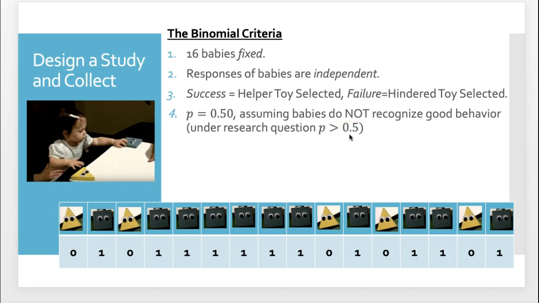But a typical outcome for 16 babies, this is one outcome I could see. Baby 1 selects hinderer, baby 2 selects helper, baby 3 selects hinderer, these babies here select helper, this one selects hinderer, helper, hinderer, helper, helper, hinderer. But in our data, remember we're counting the number of helpers, so I'm going to code it as a 1, and hinderer I'm going to code as a 0. That way if I sum across all of these, I will get the total number of babies that selected helper out of the total 16 babies. But this is just one possible realization that we could see.